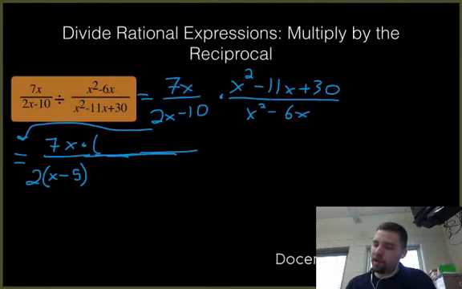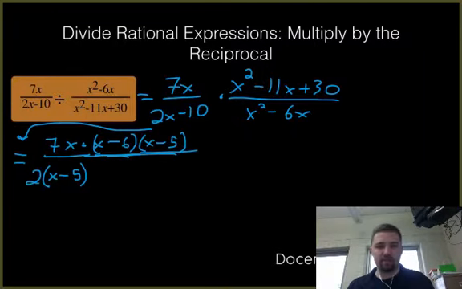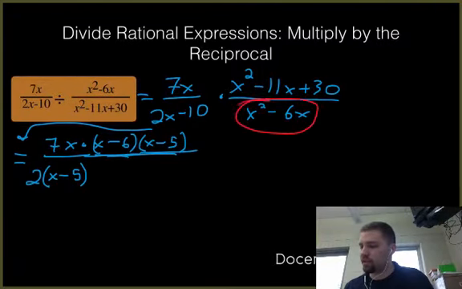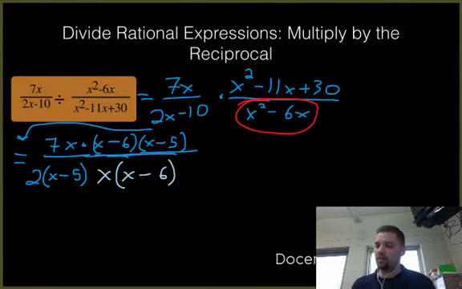And on top, I want to factor the x squared minus 11x plus 30. And so that's going to factor into x minus 6 times x minus 5. And then in this last expression here, x squared minus 6x, I can take an x out of each term. So I'm going to take an x out, and it's going to be x times x minus 6. Okay? You might want to watch that part again because it happened kind of fast, but now everything's completely factored.